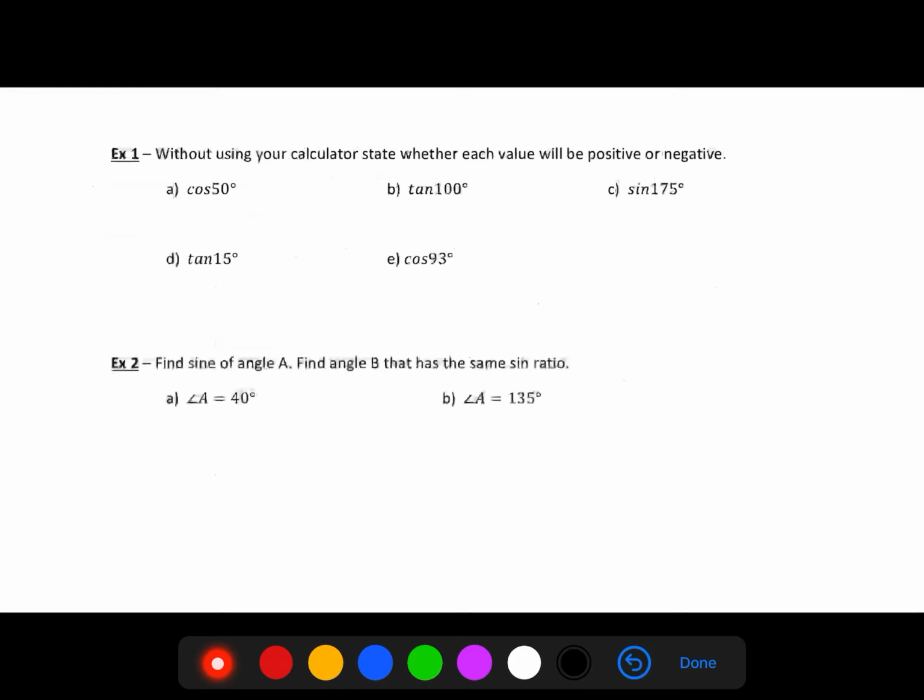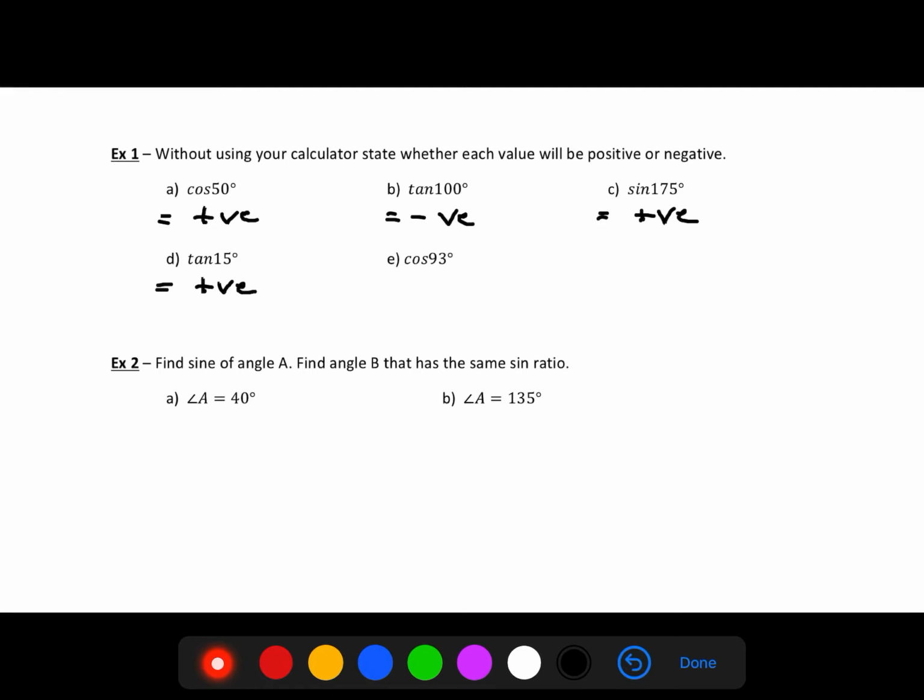So looking at some examples, without using your calculator, state whether each value will be positive or negative. So cosine of 50, and remember any angle that is less than 90 is going to have a positive ratio. So we would have a positive cosine ratio for 50. Tan of 100, we are going to have a negative value for tan. It's greater than 90, less than 180. Sine 175, remember in the second quadrant or obtuse angles, the only one that is positive is sine.